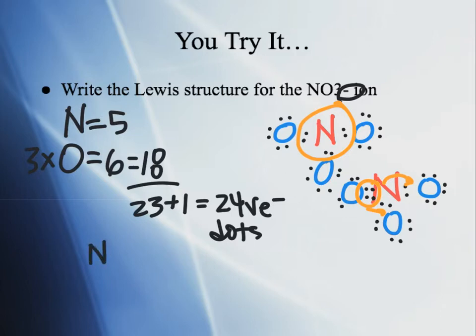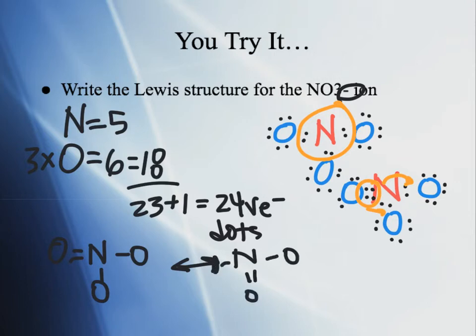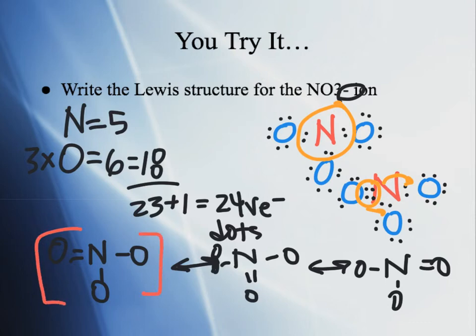We could do nitrogen with the double bond over here and single bonds elsewhere, or we could have the double bond on the bottom, with single bonds on the outsides, or we could have the double bond on the right instead. All of these are equally correct, and so all of these are resonance structures of each other. It's basically going to be an intermediate between all of these, meaning that at any one point it's going to look like any one of these three structures.